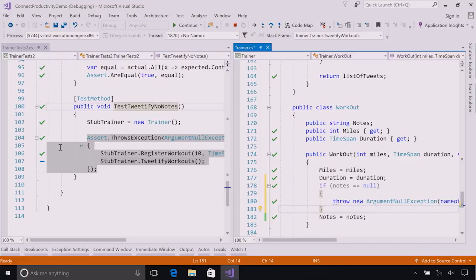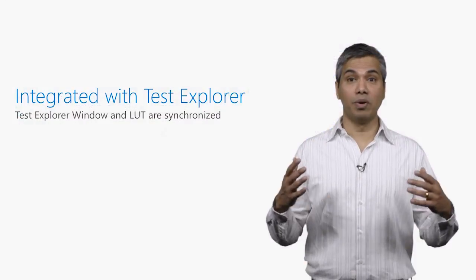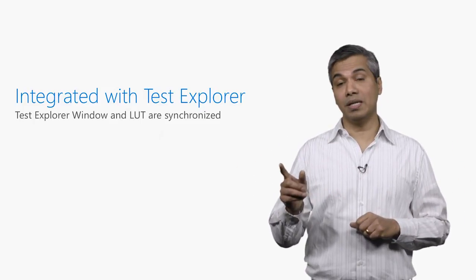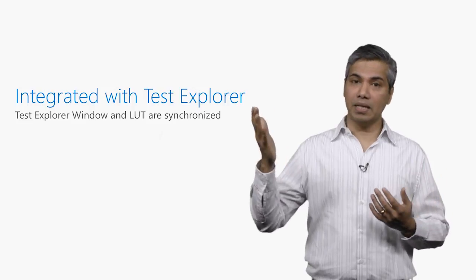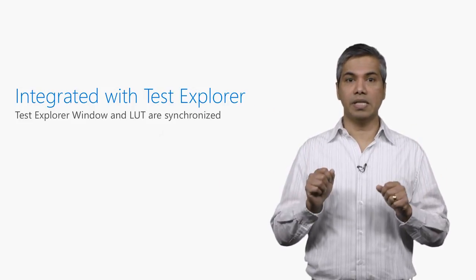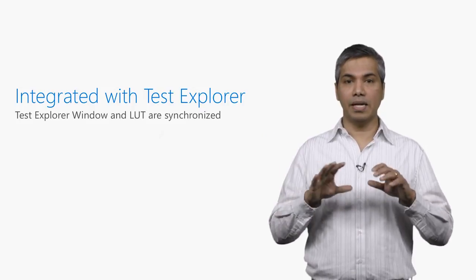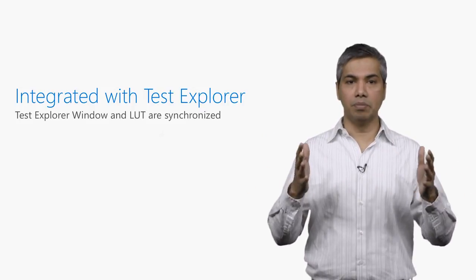I could make edits and continue while in debug mode and with live unit testing running in the background. I did not have to stop debugging or stop live unit testing. That's a productivity booster for sure. The Test Explorer window and live unit testing are synchronized. As you change your code, live unit testing runs the impacted tests, and only those tests are shown bright in the Test Explorer window. The rest of the non-impacted tests are dimmed out.